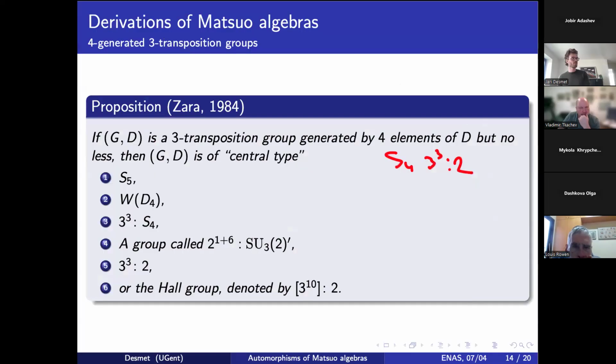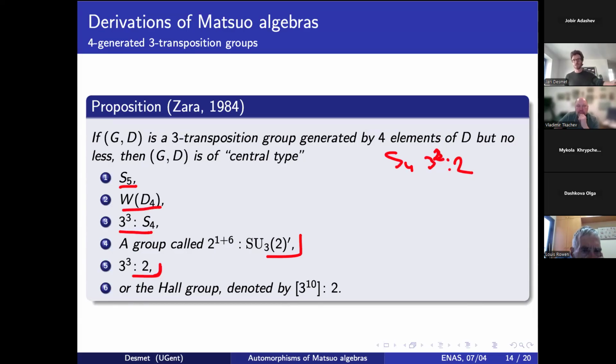But if I have 4 elements, then they're of central type. And if you don't know what that means, you can think isomorphic to, but it's not entirely accurate. Then they're either equal to S5, the Weyl group of type D4, this 3³ colon S4, which we'll talk about a little more later, some special unitary group with an extension, whatever that means. This should be 3² too. This 3³ colon 2, that's like the 3-dimensional space. And then the Hall group denoted by 3⁵ colon 2. The Hall group is again something that you shouldn't worry about if you don't know what it is. It's just to be complete.